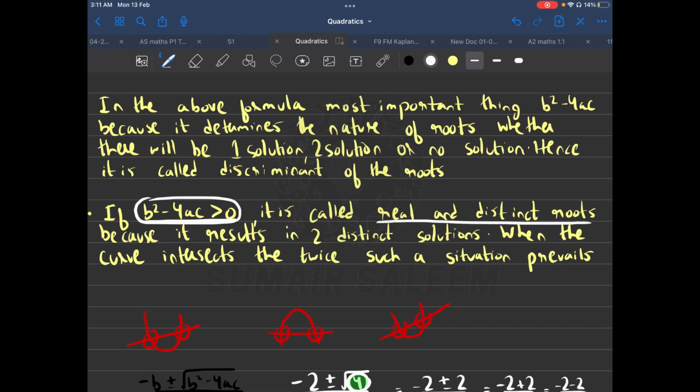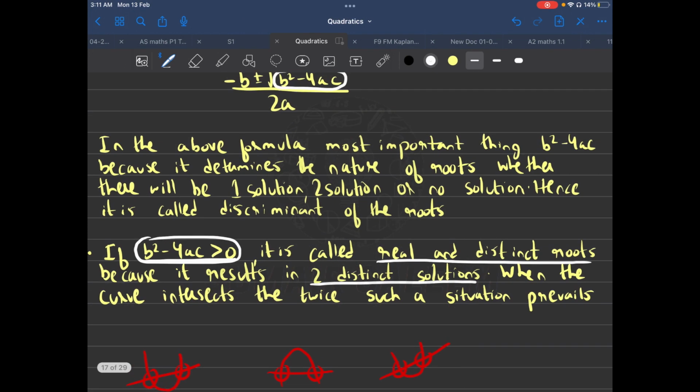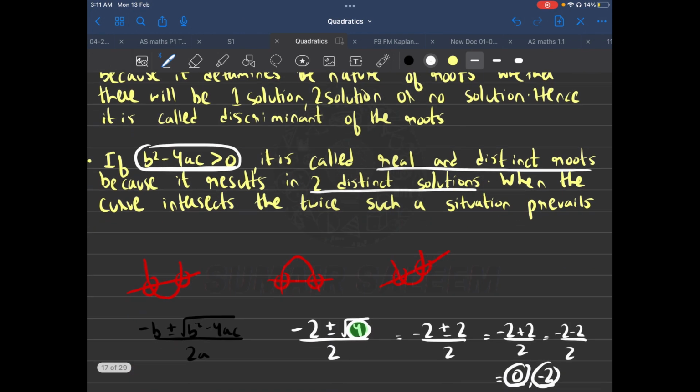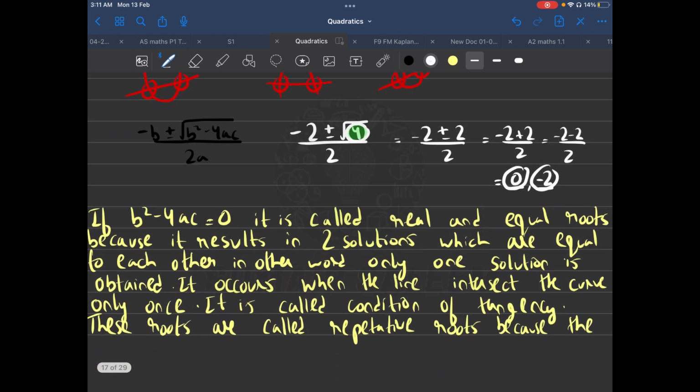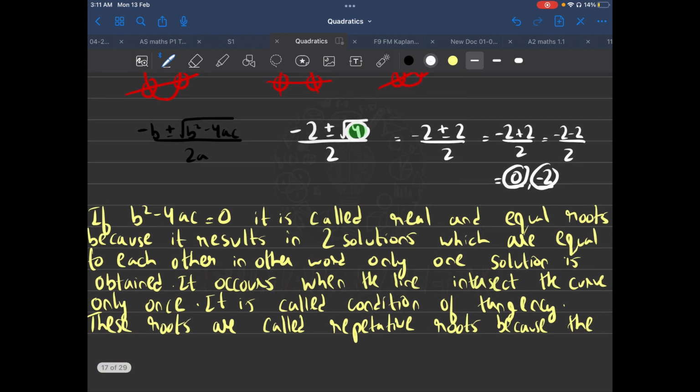Real and distinct roots, or he can say two distinct solutions, or he can say line and curve meet twice. If he says this, what will you do? b square minus 4ac greater than 0. But if the question tells you that it's real and equal roots, what does real and equal roots mean?